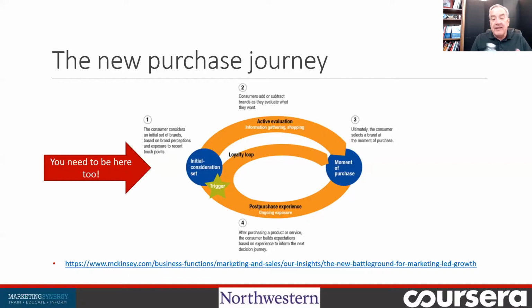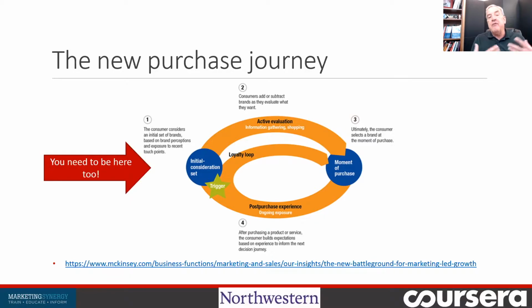McKinsey and others have said that's changed. Basically, consumers, when they discover a need, have an initial consideration set, and they trigger into action, and then they go through an active evaluation and ultimately make a purchase. Then, post-purchase, if the experience is good, that's where they're going to give you reviews and recommendations. And then they shorten the loop when they go and buy it again. So once they buy from you, you have an inside track for their next purchase. But the key is where I have the arrow saying you need to be here too.